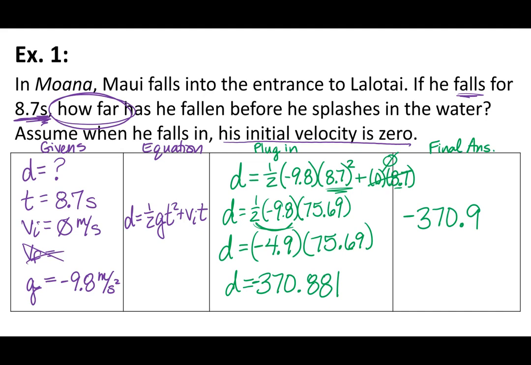For the unit, we have meters per second squared, and so this displacement is going to be in meters. Now, why is it negative? The negative means that he went down. So negative means down 370.9 meters.